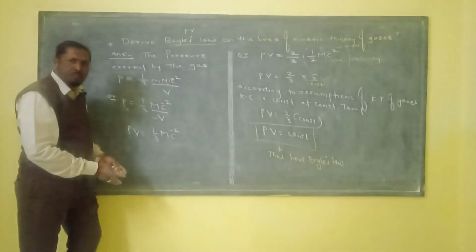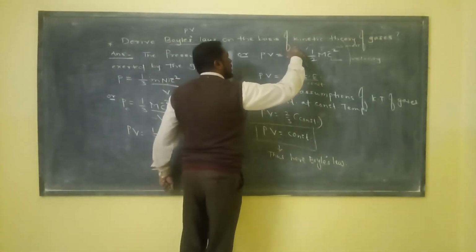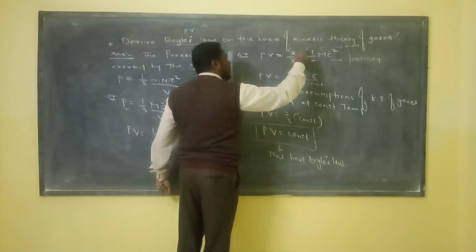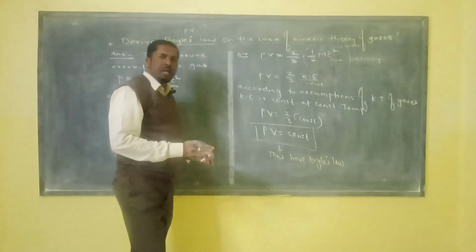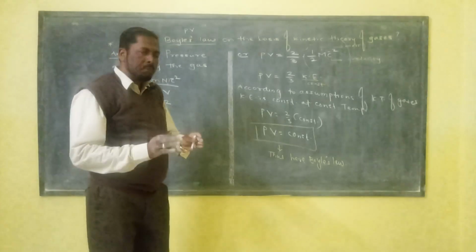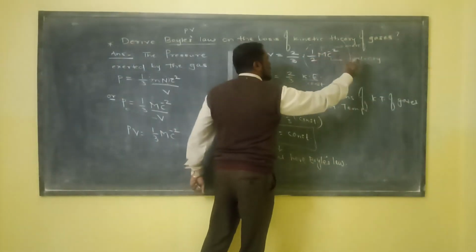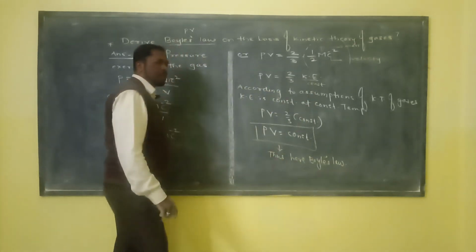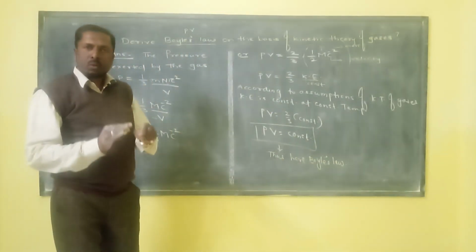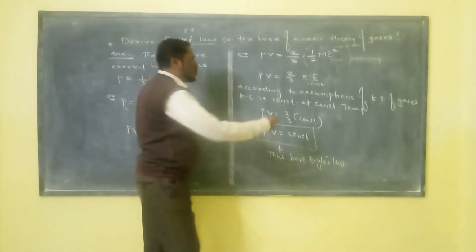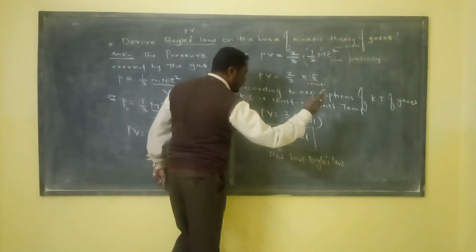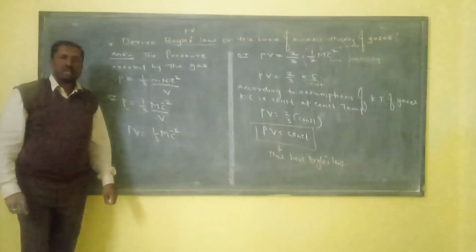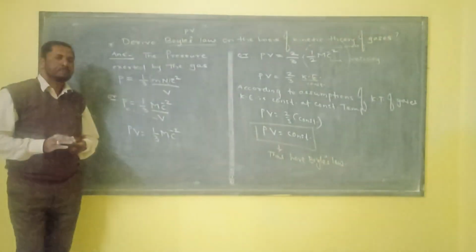We can write it in the same form, but by multiplying 2 to the numerator and 2 to the denominator. So it becomes 2 by 3, 1 by 2 M bar C square. M is the mass, and bar C square is the velocity square. So 1/2 m v square is nothing but the kinetic energy. According to the assumptions, kinetic energy of a gas is constant at constant temperature. So this factor remains constant, PV is equal to constant. Hence, Boyle's law is obeyed here. Watch it.